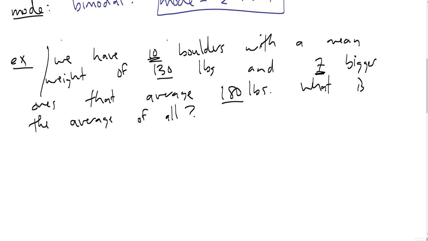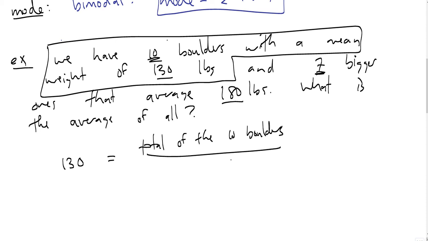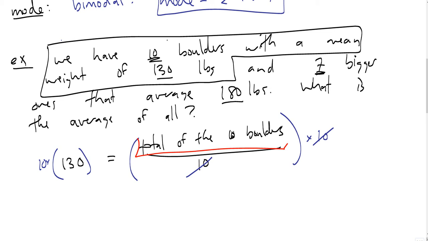What we do is we take this information and we say, okay, if the 10 boulders have a mean weight of 130, that means the 130 was the total of the 10 boulders divided by 10, right? We add up all the boulders, we divide it by 10, we got 130. Maybe I rounded, but let's pretend that we didn't. Now, if I multiply both sides of this equation by 10, specifically to get rid of this denominator, we see that the total of all the boulders, the total weight is 1,300 pounds. Okay?